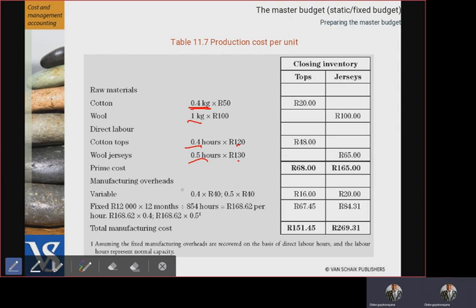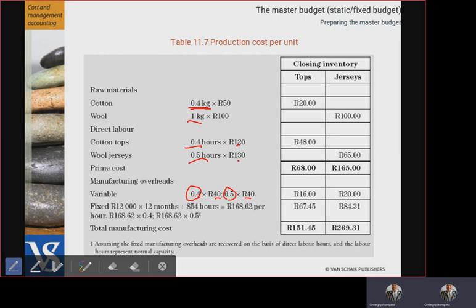Move on then to your manufacturing overheads. In manufacturing overheads, we again use the labor hours to absorb them, hence we've got 0.4 times 40 and 0.5 times that 40 again. So you've got 160 and 120. We also had a manufacturing overhead of 50, which was 12,000 by 12 months. It gives you the amount.